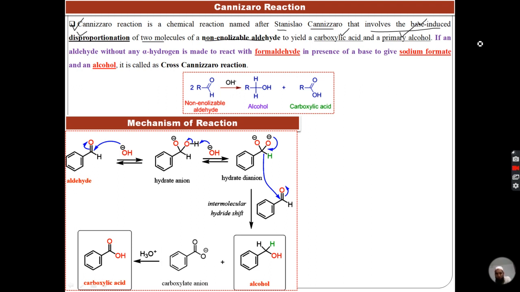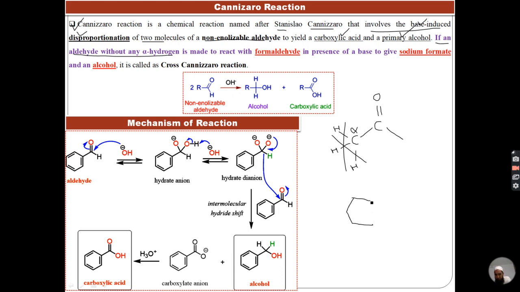This is number one. Number two, now if an aldehyde without an alpha hydrogen, so alpha hydrogen means, for example, I will write a compound here. We discussed this many times, but again, the carbon adjacent to the carbonyl is your alpha carbon, and if this alpha carbon contains hydrogen atoms, they are called alpha hydrogen atoms. Fine.